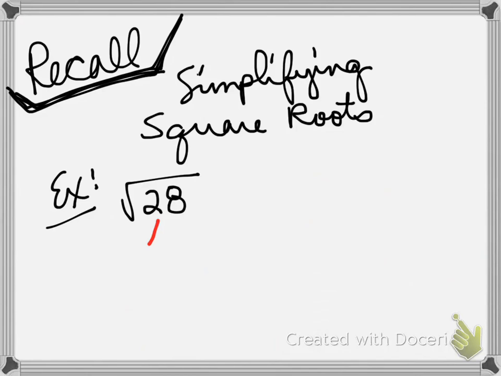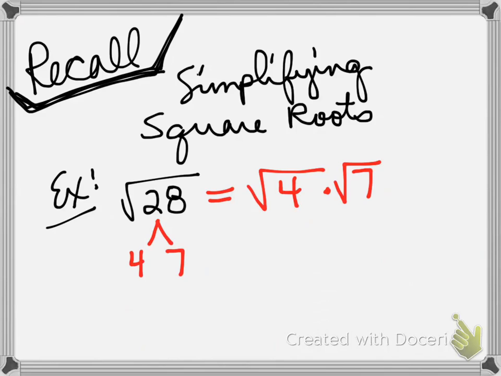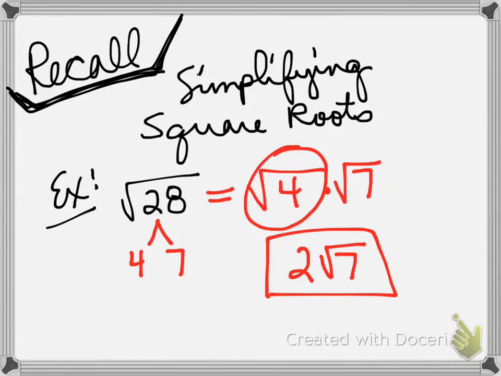So what we're going to do is we're going to factor this or break it down into the parts that make up 28. So I could say 28 is 4 times 7, and I can rewrite this problem as the square root of 4 times the square root of 7, because 4 times 7 is 28, and if they're both under the square root, then the square root of 4 times the square root of 7 is the square root of 28. The way this works for us is that the square root of 4 happens to be 2. So we have 2 times the square root of 7, and this is the simplified form of the square root of 28.